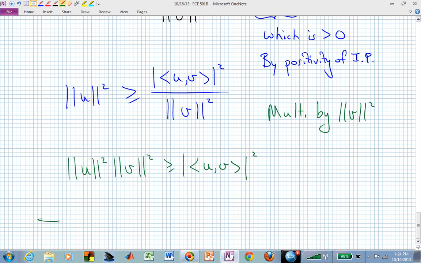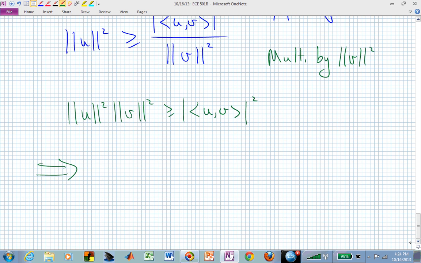And if we take the square root of both sides and maybe rewrite this so that it looks more like what we were starting with, we have the inner product of u with v, take its absolute value, and that's then less than or equal to the norm of u times the norm of v.